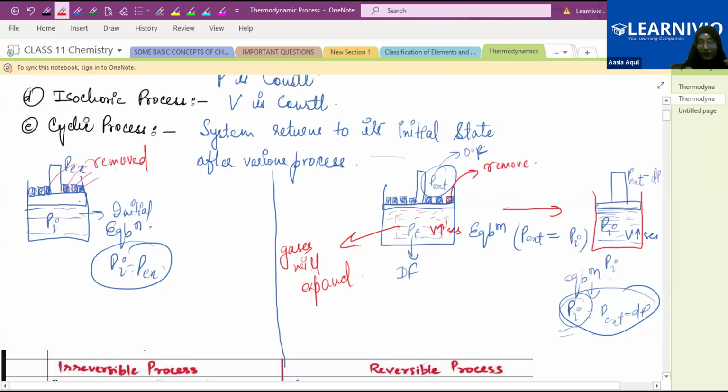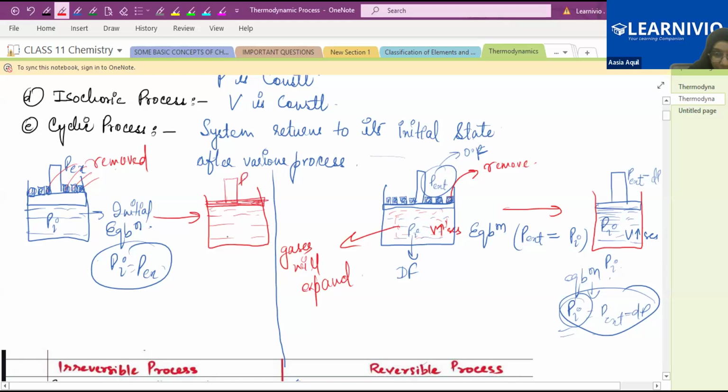So what happens? There will be a sudden decrement in the P external, right? यहाँ पे अचानक से decrement होगा, and what happens over here? There will be a large difference. Okay, now this is the P internal. So what happens when the 4 to 5 weights are removed? What happened suddenly? The volume will increase. Volume will increase.